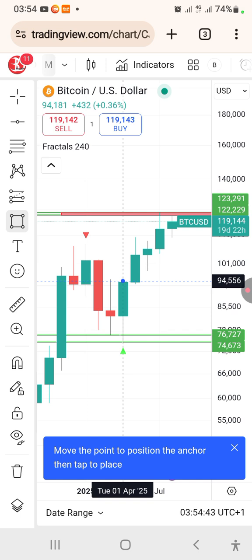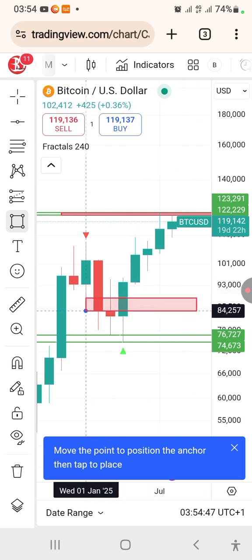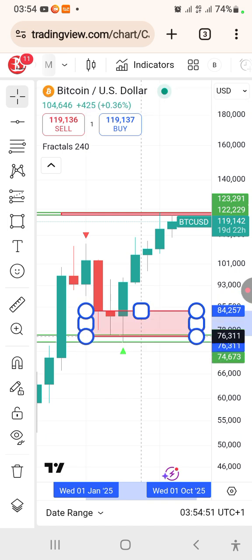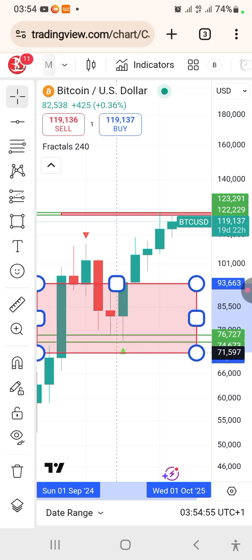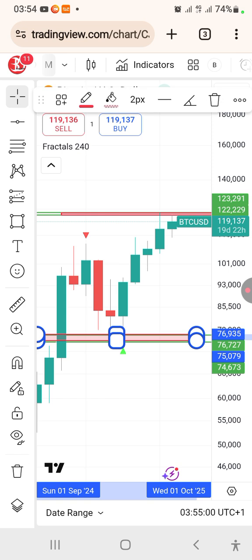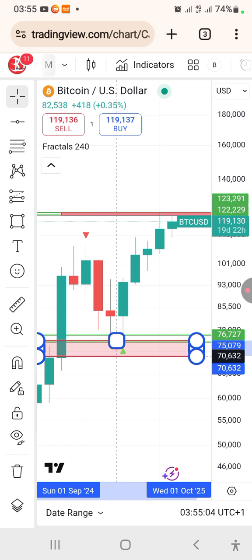Then bring it and then do what? Fix it right there. In this case, we will now change the color to be what? The green. Because this is the area we intend to buy. The market can come to this area.